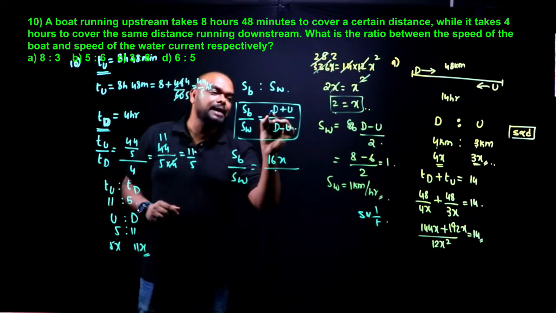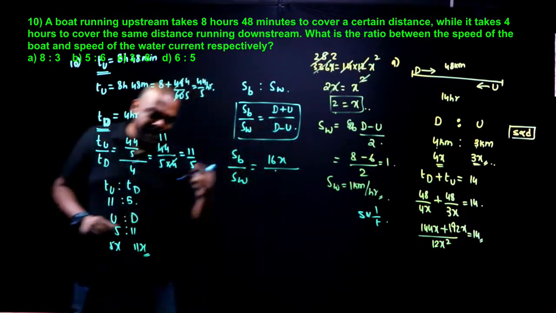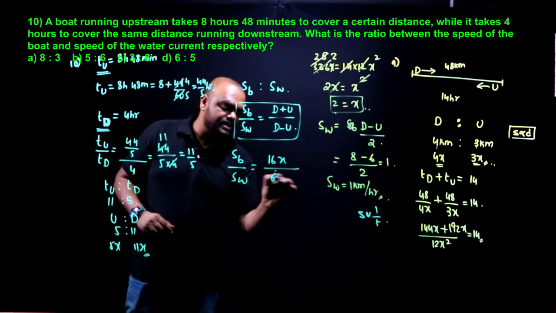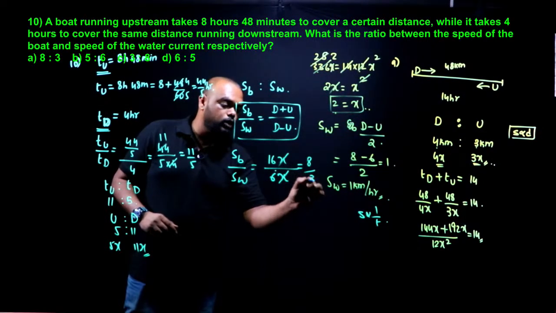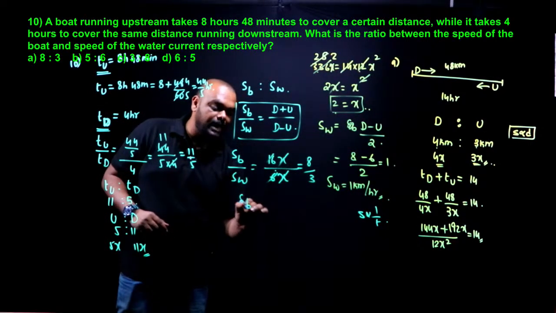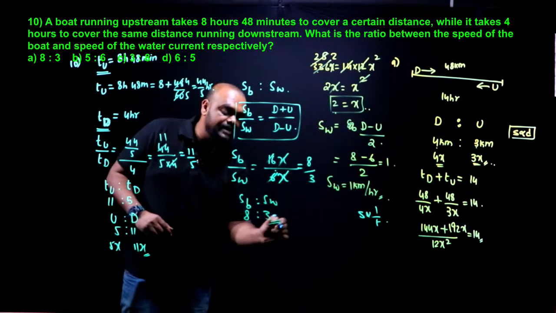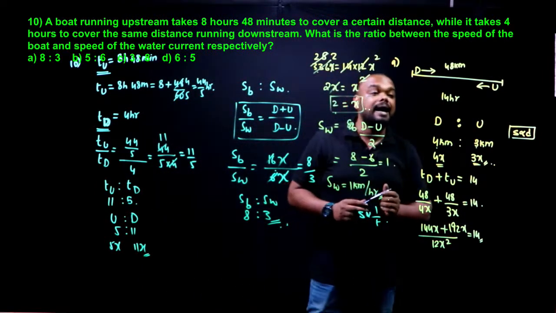So what happens? D plus U, that is 11x plus 5x is 16x. D minus U, 11x minus 5x, that is 6x. X gets cancelled. 2 into 8, 2 into 3. So SB is to SW is 8 by 3. That is 8 is to 3. And that must be my final answer.